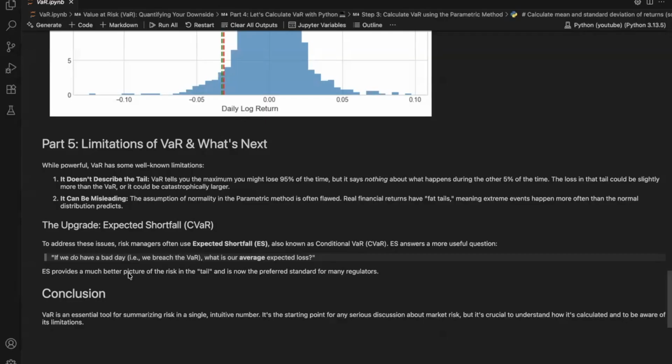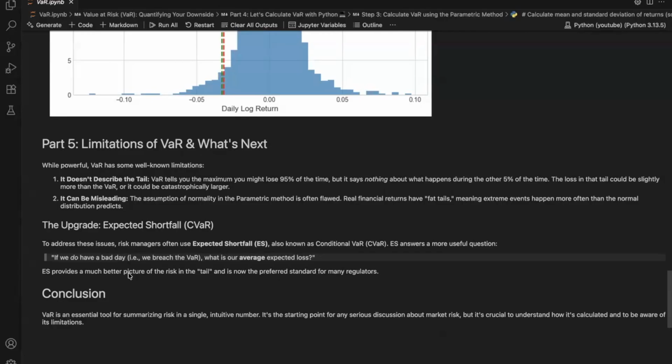The second drawback is that it can be misleading. The parametric method often assumes normal distribution, but real financial returns often have fat tails. This means extreme events happen more frequently than a normal distribution would predict, leading VaR to underestimate true risk during market crises.